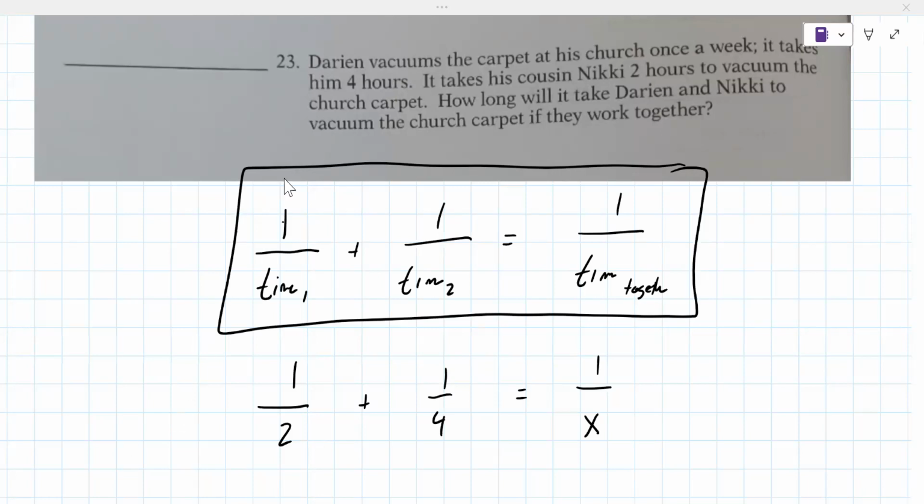So we got an equation here: 1/time1 plus 1/time2 equals 1/time together. 1/2 plus 1/4 equals 1/x. Let me know when you get this down and we'll work to solve it from here.